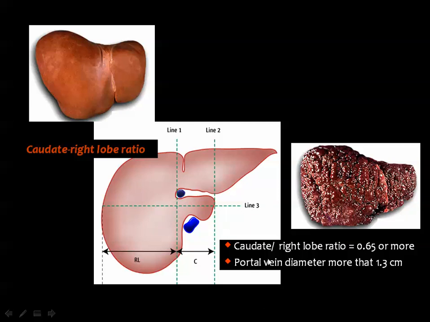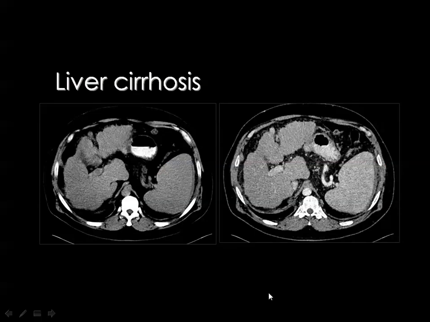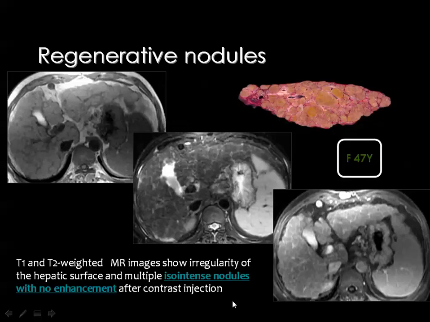If the caudate lobe to right lobe ratio is 0.6 or more, you can assume cirrhosis, because this means that the caudate lobe is abnormally enlarged. Then portal vein diameter more than 1.3 centimeter may also suggest the appearance of cirrhosis. And this is a cirrhotic liver, a small shrunken liver with hypertrophied caudate lobe and widening of the interlobar fissure, lobulated outline, coarse parenchymal texture, and the spleen is enlarged, and you can see some fluid in the peritoneal cavity.